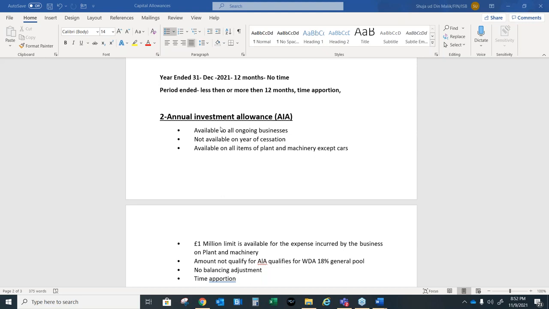When the business is not ongoing, and it is going to cease in any period, in that specific period, it will not be available in the year of cessation. Plus, it is available on all types of plant and machinery, like every plant and machinery qualified for WDA, but the main difference is that cars will not be qualifying here. No car can ever enter AIA.